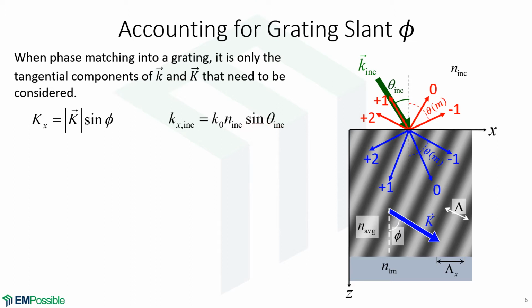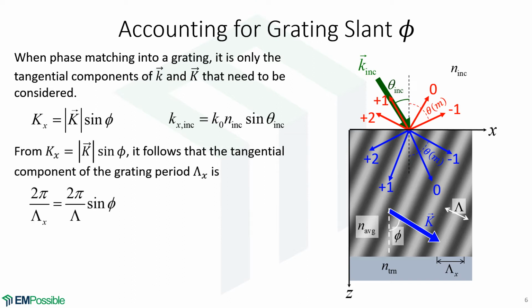Well, what about the tangential component of the grating vector? So we have the grating vector that's perpendicular to the grating planes. The tangential component, or the component parallel to the interface, is along this line that I'm drawing with the laser pointer. Well, that is simply the magnitude of the grating vector times sine of its angle, or phi. We will call this the grating slant.